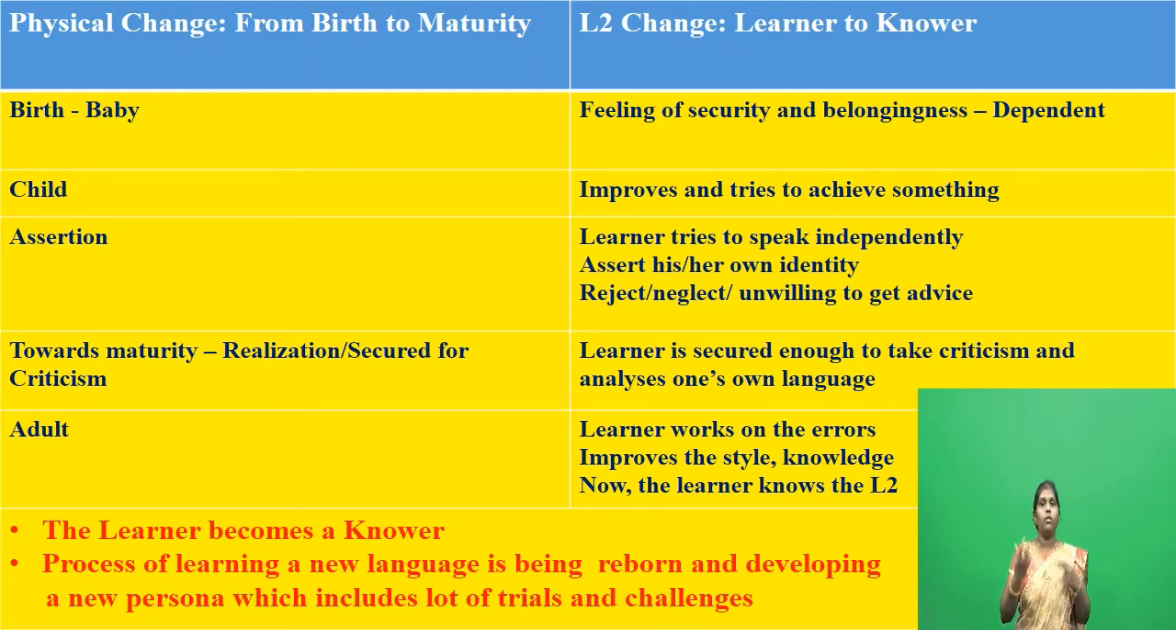So that's what I am telling. After the fifth stage, the learner becomes a knower. That is very important. How the learners know the language is the same way as an individual, from birth, comes to maturity, from birth till the adult stage. Here also the learner is becoming dependent to independent.